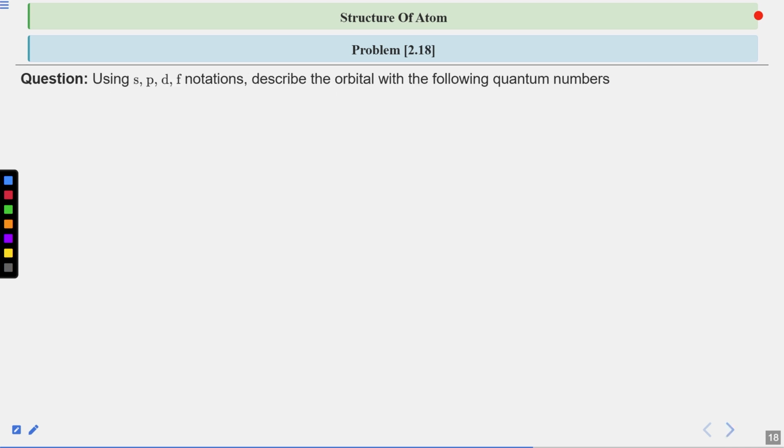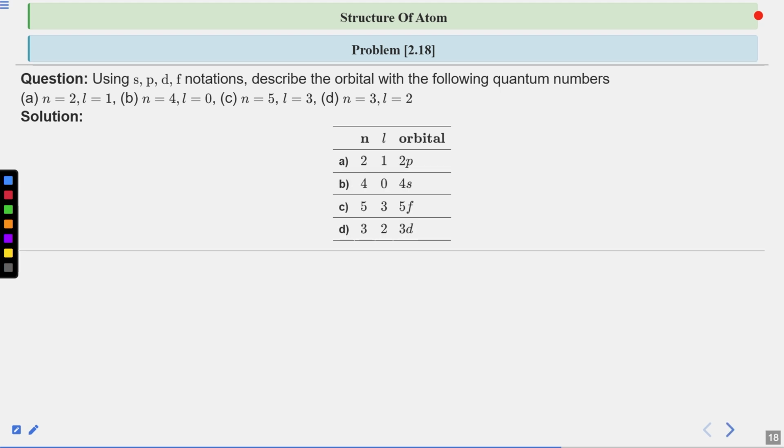Now next question. You have to use the SPDF notation and describe the following quantum numbers. We have done this: 1s, 2s, 3s. You have to do that thing. If n value is 2, l value is 1, what is the notation? n value is 4, l value is 0, what is the notation? And so on. How will you solve it?